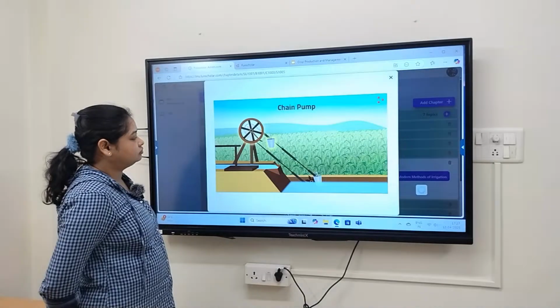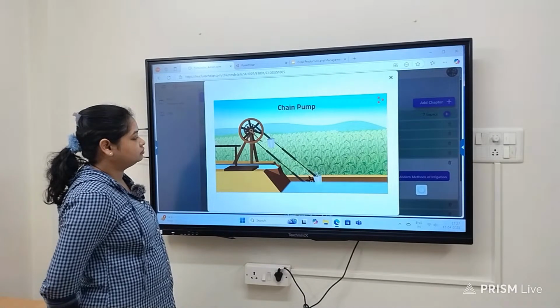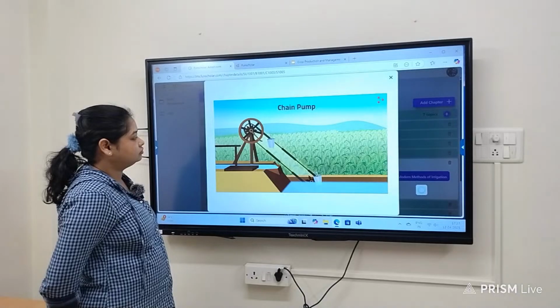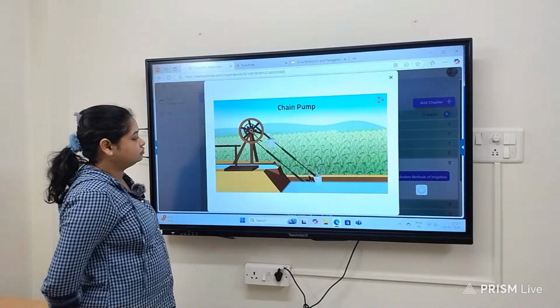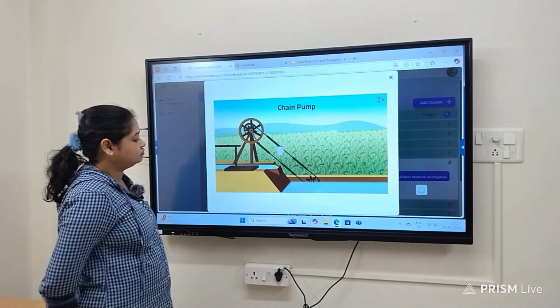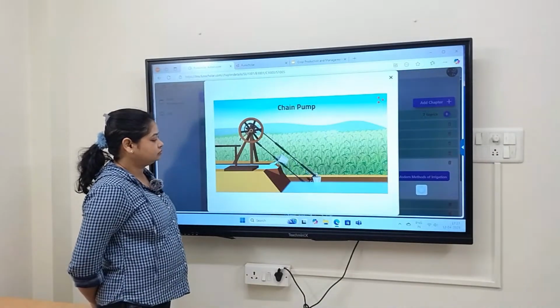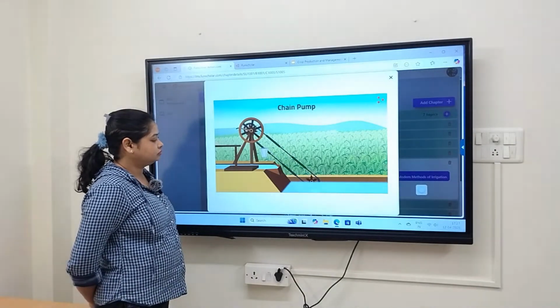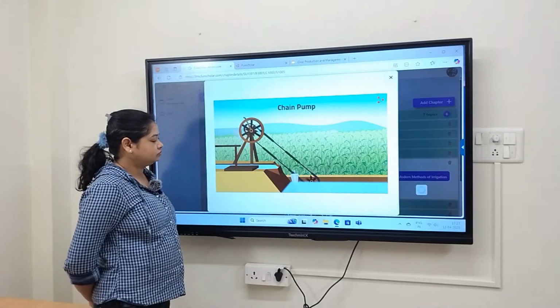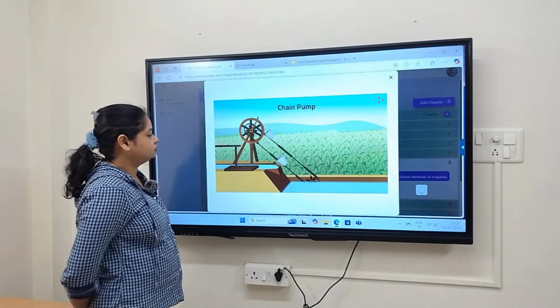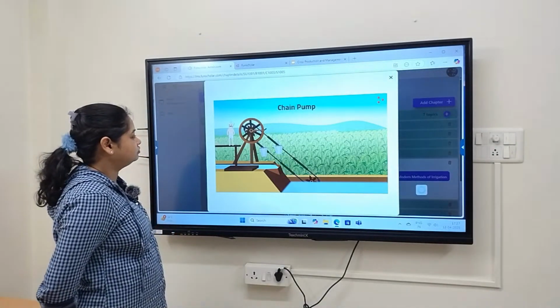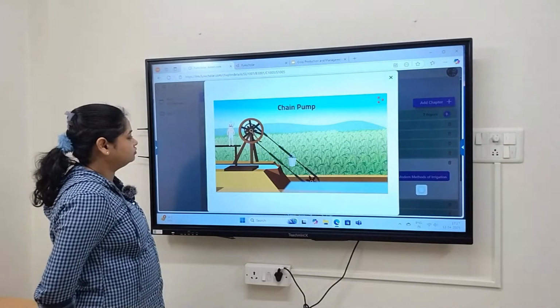A bucket is tied to a wheel and this wheel is pulled by a chain. This bucket then pours the water out when it comes onto the top. Water then flows into the field in the man-made canal-like system. Here as well, human labor may be required to pull the chain.